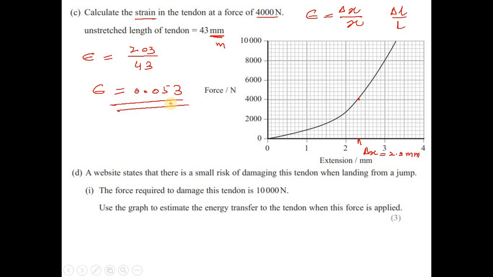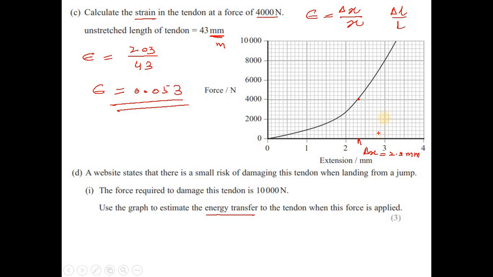A website states that there is a small risk of damaging this tendon when landing from a jump. The force required to damage this tendon is 10,000 Newton. Use the graph to estimate the energy transferred to the tendon when this force is applied. So we are given a force extension graph, and to find the energy, you need to find the area under the graph. Clearly in this graph you have different approaches to find the area because it is not a straight line.